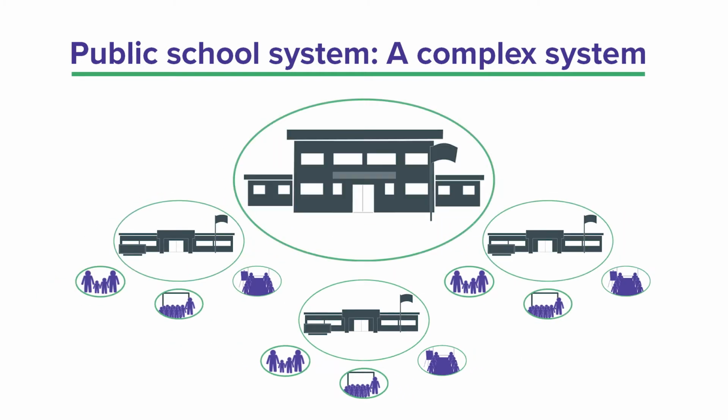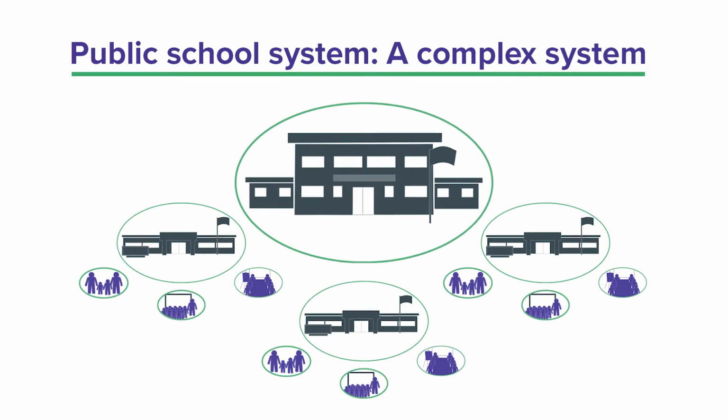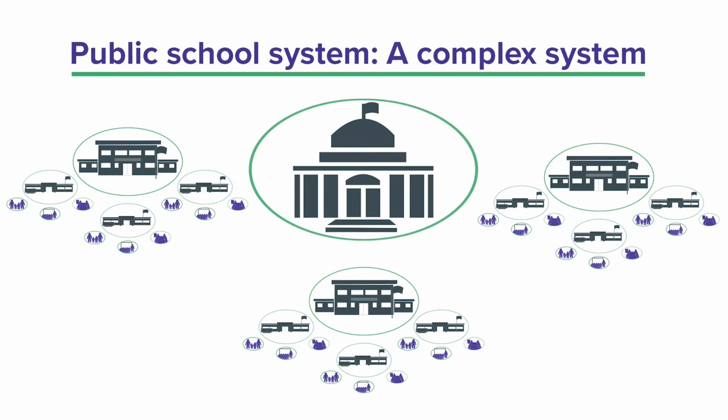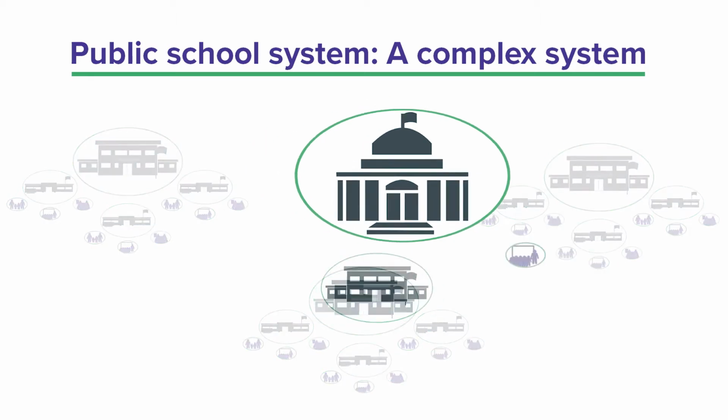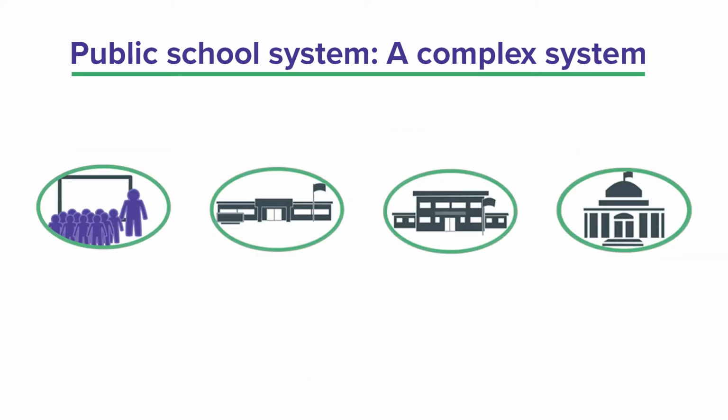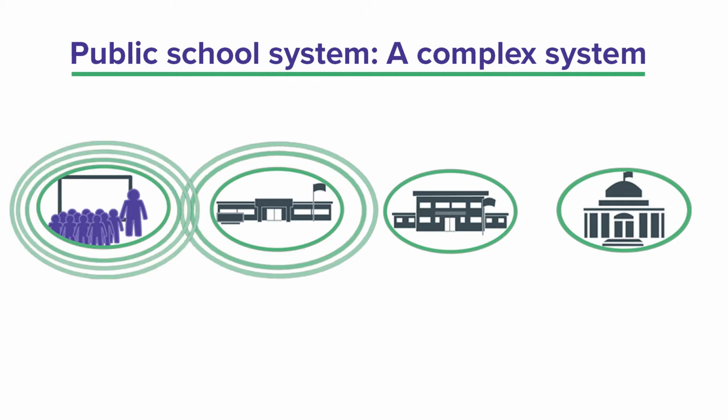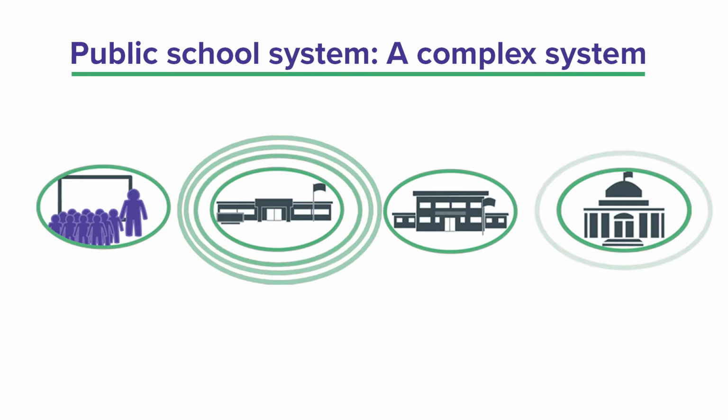It is a complex system. Complex systems are made up of many smaller systems and parts of systems interacting and constantly affecting each other. All levels of the system, state, district, school, and classroom level, produce ripples of actions and reactions that impact each other.